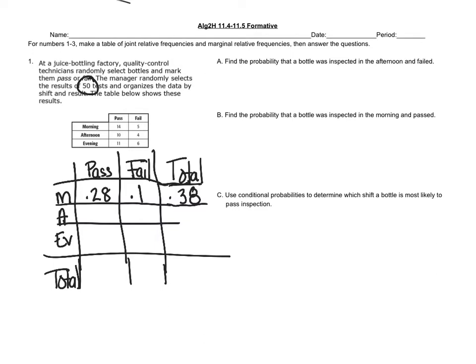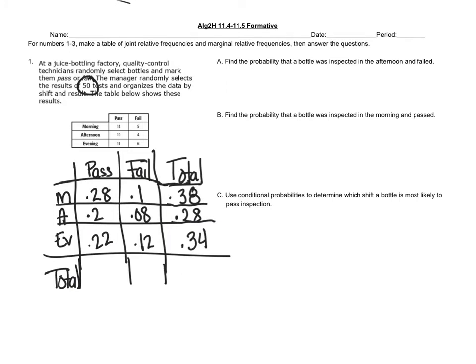All right, so for my afternoon, 10 divided by 50 is 0.2. Then I have 4 divided by 50, which is 0.08. And 0.2 plus 0.08 is 0.28. For evening, I have 11 divided by 50, which is 0.22. I have 6 divided by 50. It's 0.12, so that's 0.34.